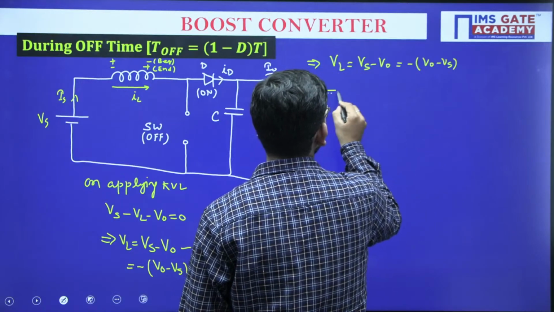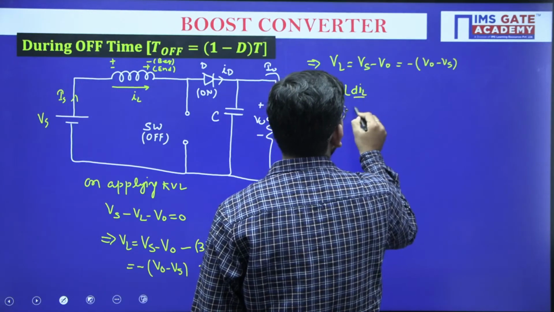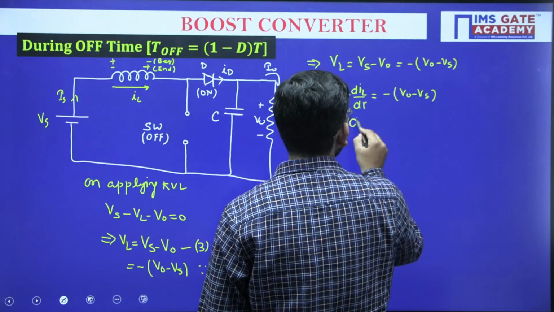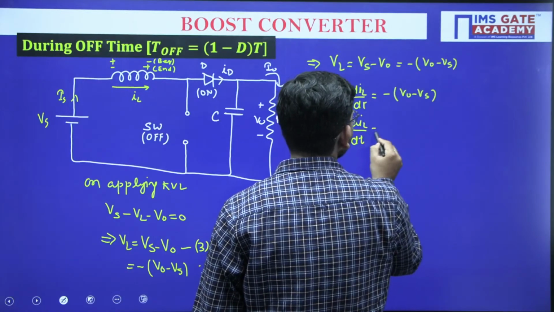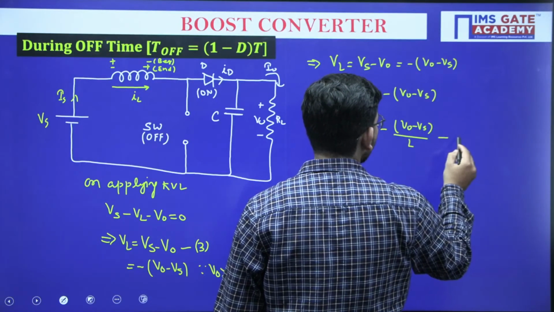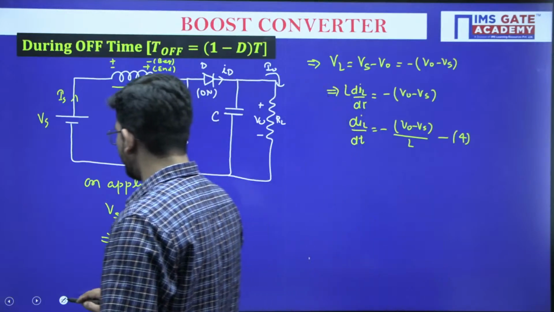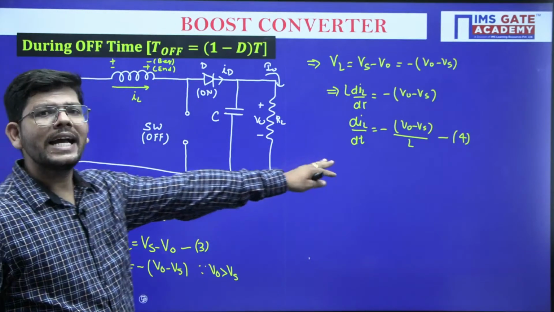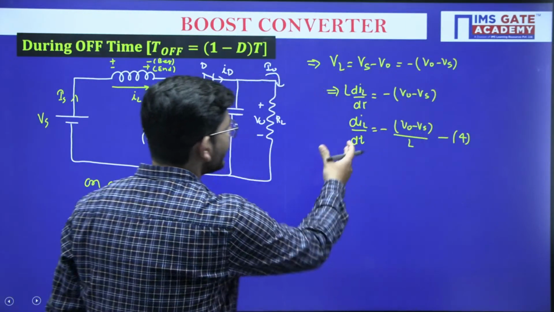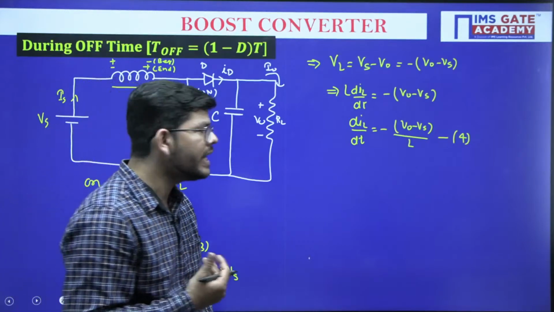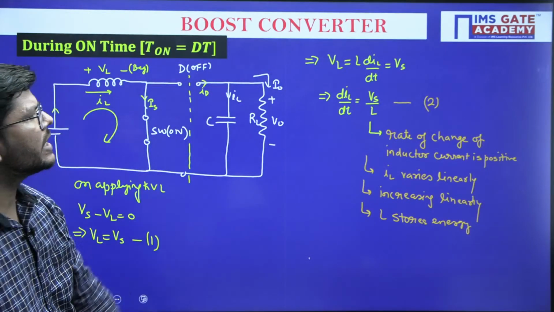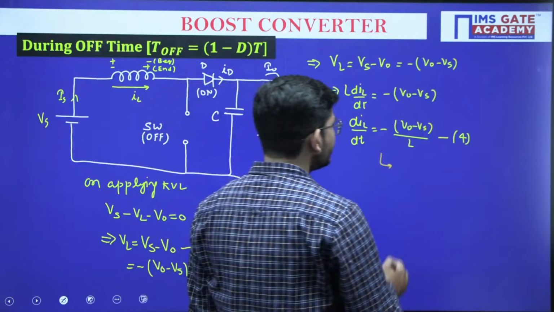Now VL can be written as L dIL by dt, which equals minus of V naught minus Vs. Or I can write dIL by dt equals minus of V naught minus Vs, divided by L. Let me call this equation number 4. What we can see from equation 4 is that dIL by dt indicates the rate of change of inductor current, and this rate is negative. Negative means the slope is negative. Earlier, the rate of change of inductor current was positive. Here it is negative, isn't it?